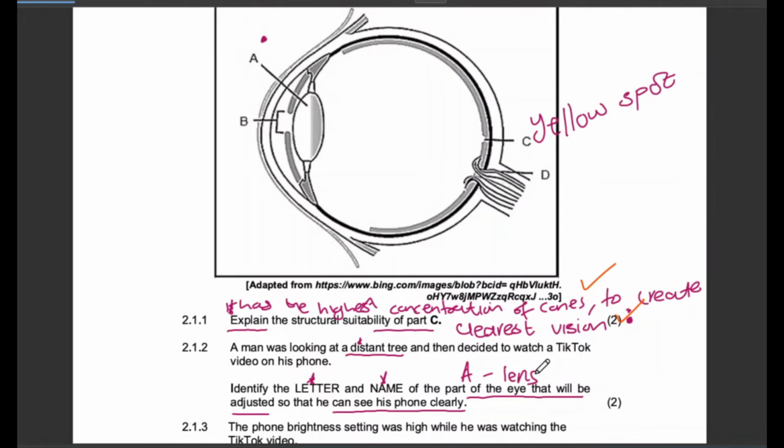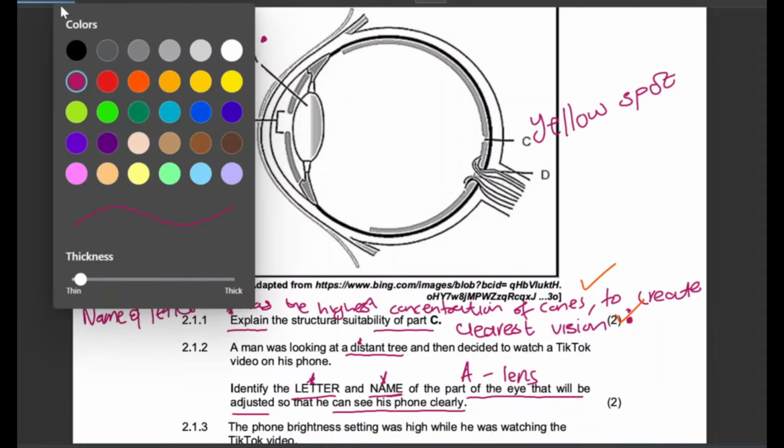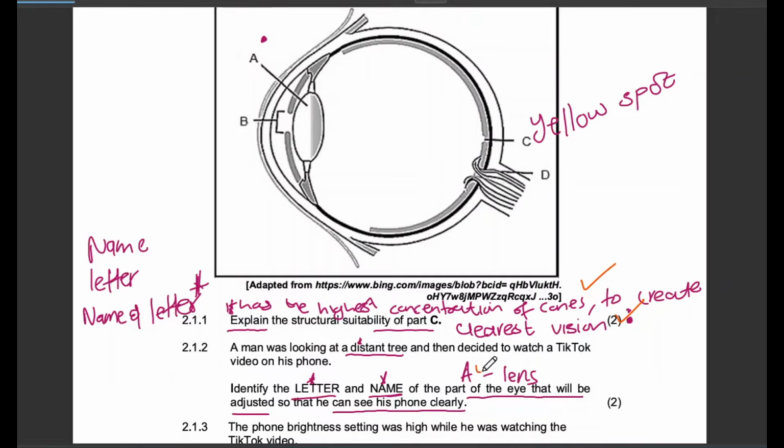Now, very important for you to look at these questions, guys. They can sometimes ask you for the name only. Sometimes they can ask you to write down the letter only. Sometimes they ask you for both, the name and the letter. And sometimes learners miss this. You end up writing the name only or the letter only. Read the question twice so you don't end up losing marks.